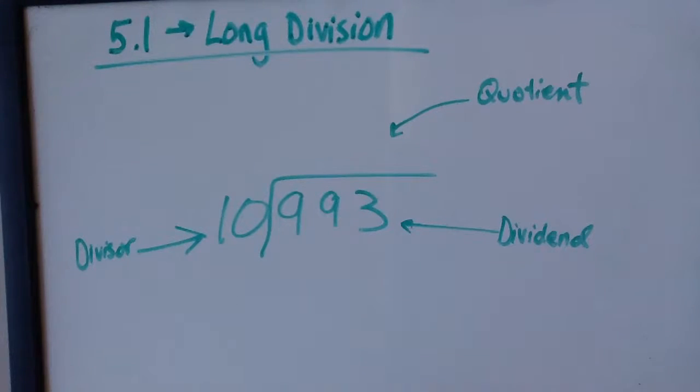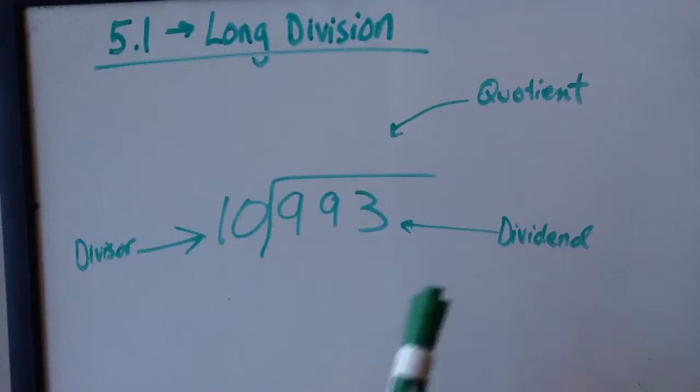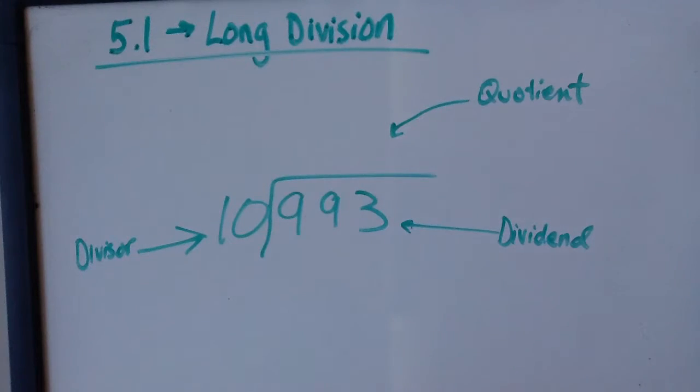This is a lesson 5.1 video on long division. Three main division terms to remember. We have the dividend, the divisor, and the quotient. The dividend is the number to be divided into. In this case, it's 993. The divisor is the number which divides the dividend, and then the quotient is the answer to the division problem. Okay, so we have 993 divided by 10.